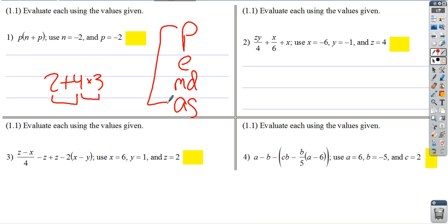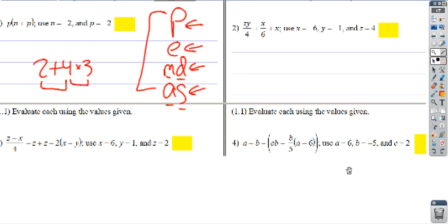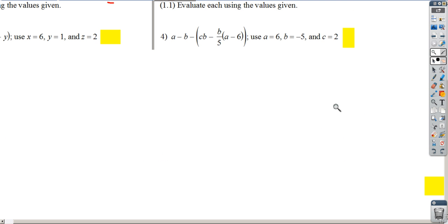This says do the parentheses first. Then if there are any exponents, do those next. Then multiplication or division, which are on the same level, do those next. The very last thing you do is A and S, add and subtract. These are all kind of the same problem. We'll do number 4 because it's probably the hardest one up here, and we just have to be careful to copy this correctly.